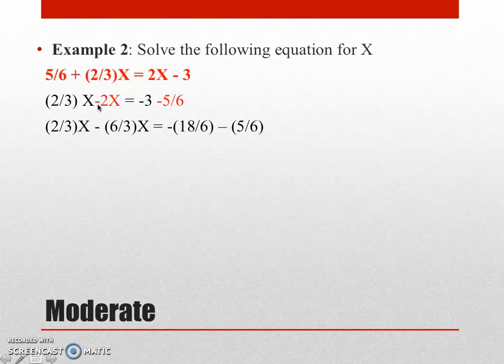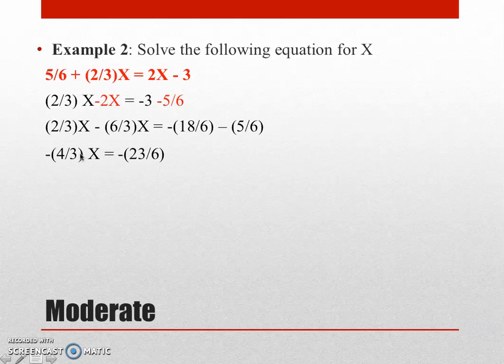In order to add here, I have to make negative 2 into a fraction of 3, which is negative 6 over 3. And I made negative 3 into a fraction of 6, which is negative 18 over 6. So this way I can simply add or subtract numerators. So I'm going to have 2 minus 6, which is negative 4 over 3x. And then I have negative 18 minus 5, which is negative 23 over 6.